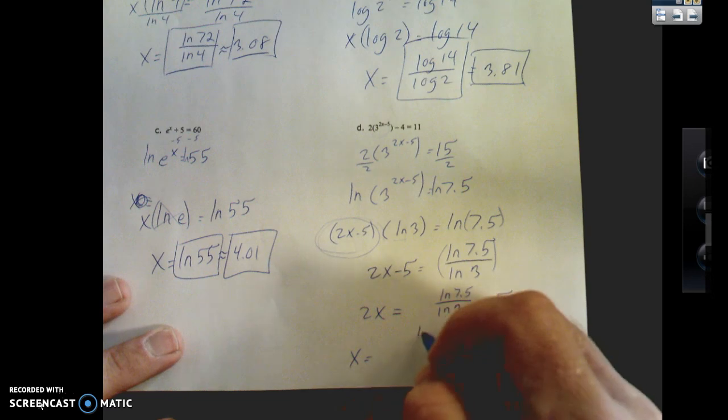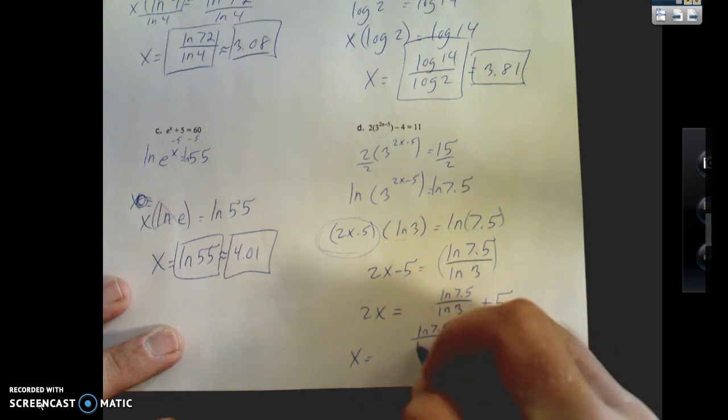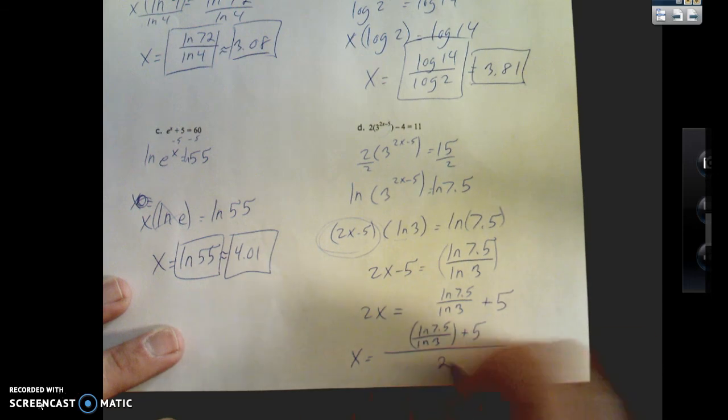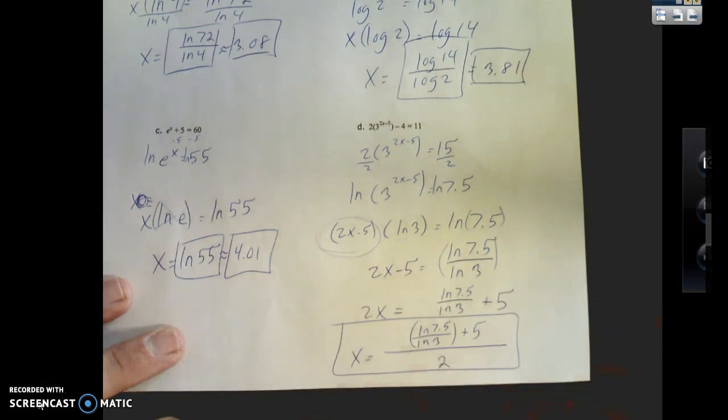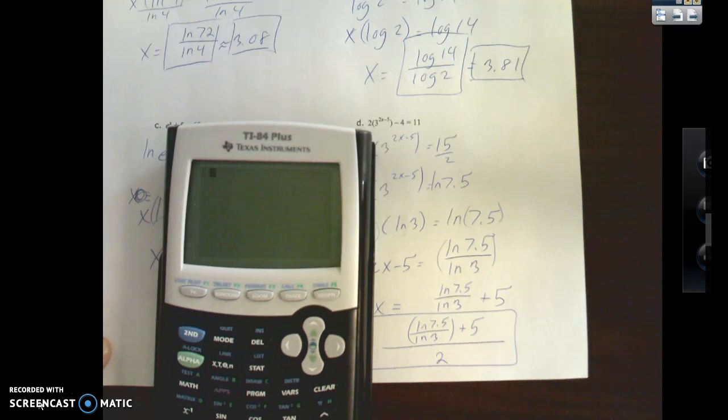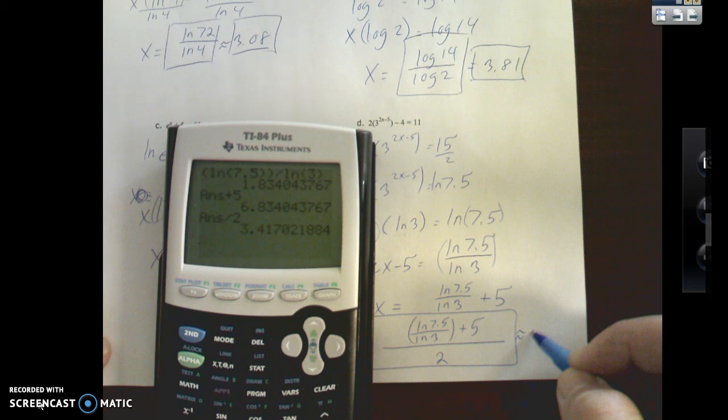So please look how absolutely, positively ugly this looks. Bam. If you really want to put this in a calculator, you have to be careful. I would go parentheses, natural log 7.5, close, divided by natural log 3. I get that. I'm going to add 5 to it, so plus 5. Take that and divide all of it by 2. So it's approximately 3.42.